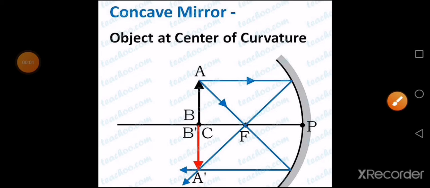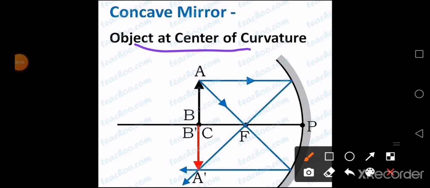Now the next one is whenever the object is at the center of curvature. In this case you are going to keep the object at the center of curvature. The black arrow shows the object at the center of curvature. As usual, you are going to consider two rays, one parallel to the principal axis, which after reflection will pass through the focus. Second ray, since the object is at the center of curvature, the ray cannot pass through the center of curvature. The only option is the ray passing through the focus. A ray of light passing through the focus, what was the rule? After reflection it will emerge parallel to the principal axis. So you get the image here, that is, the red arrow shows you the image.